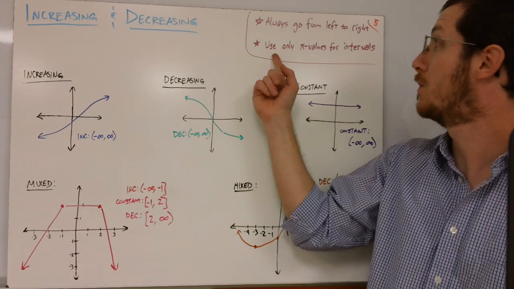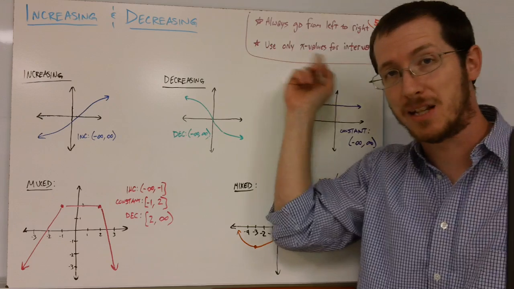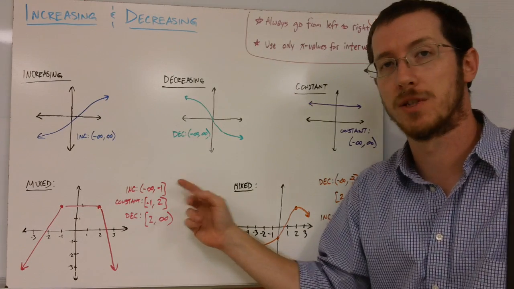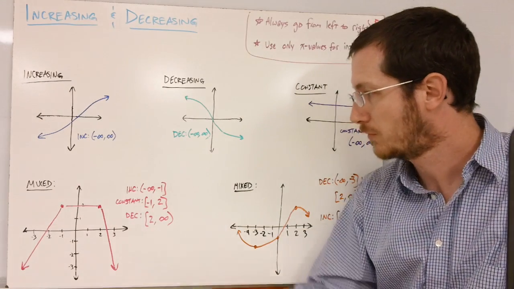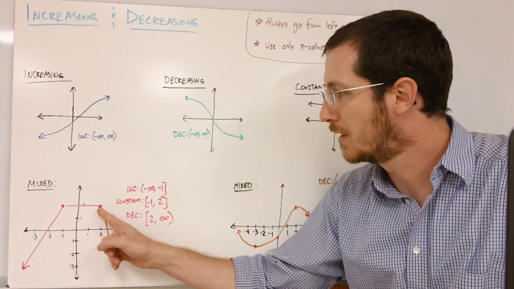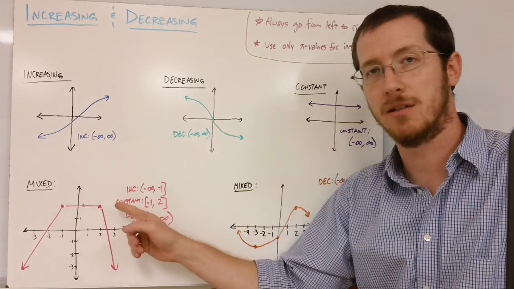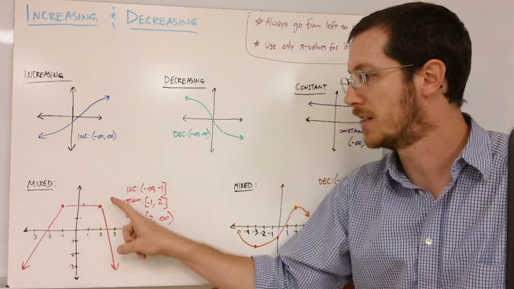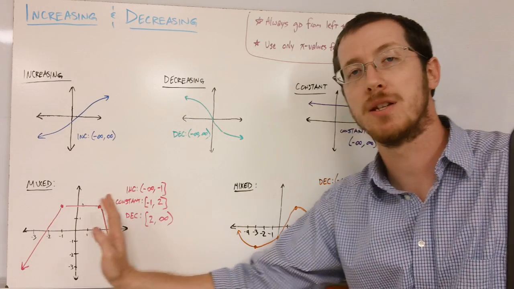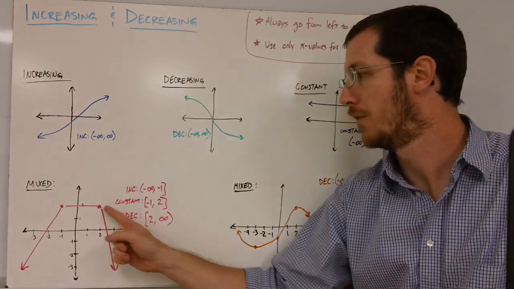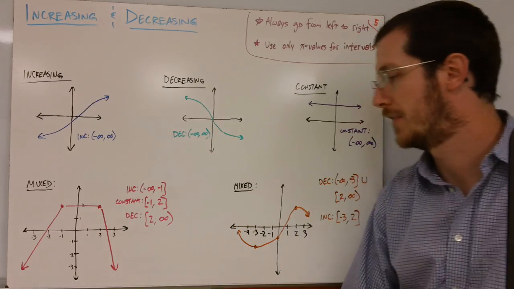We always want to use only x values when we're showing our intervals for increasing and decreasing. From -1 to +2, it's constant. That's that second piece. And then the third piece, it's decreasing. Remember, go left to right, from 2 to +infinity.